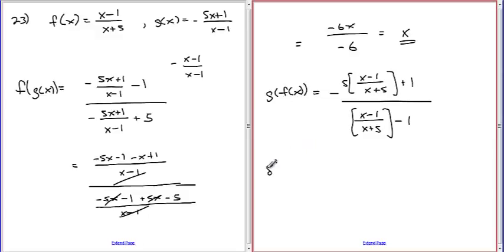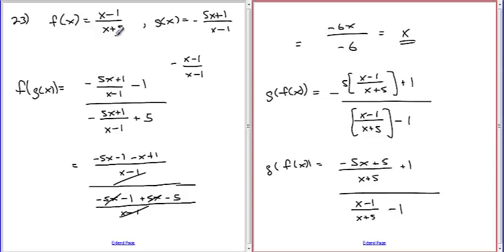So we're going to do the same kind of thing that we did here. If we apply the negative sign to both of these two terms, we're going to get negative 5x plus 5, and then divided by x plus 5 plus 1. So all I've done is take this negative 5 multiplied by that, negative 5 times that. And in the denominator, I can just leave it as it is right now.